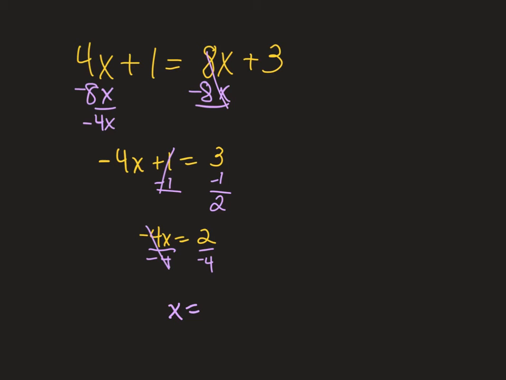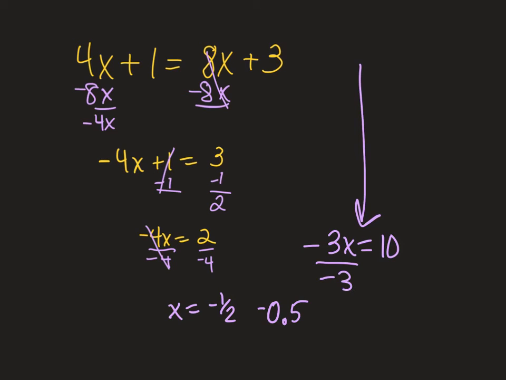Well, let's just simplify and say negative a half. We could also say negative 0.5 as a decimal. But you're not always going to get whole numbers. If you were to get down to this step, and let's say it said negative 3x equals 10. Okay, pretend a different question. Got you all the way down to here. Divide by negative 3. How many times does 3 go into 10? And what's left over? I like doing mixed numbers.